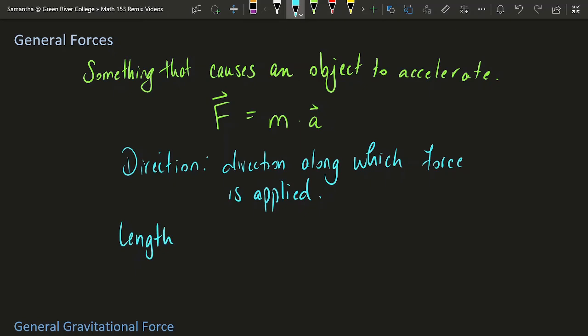What does the length or magnitude of your force vector represent? It represents how strong the force is. In physics, this is called the magnitude of the force.